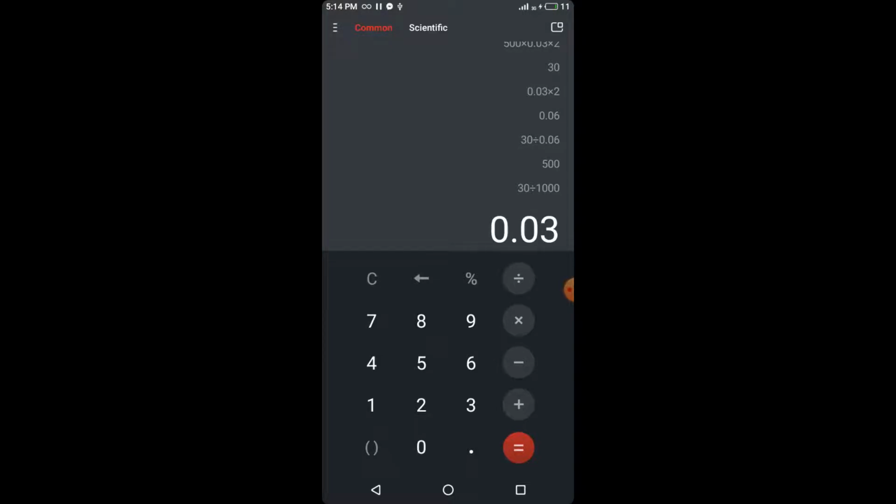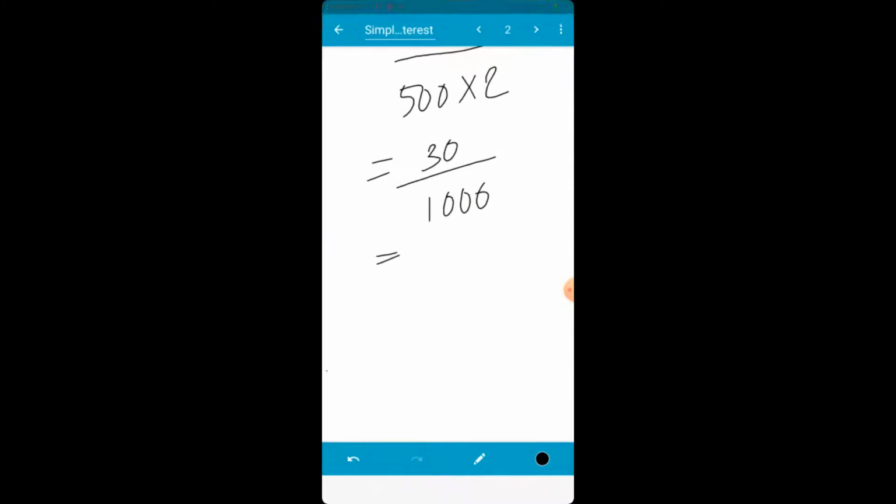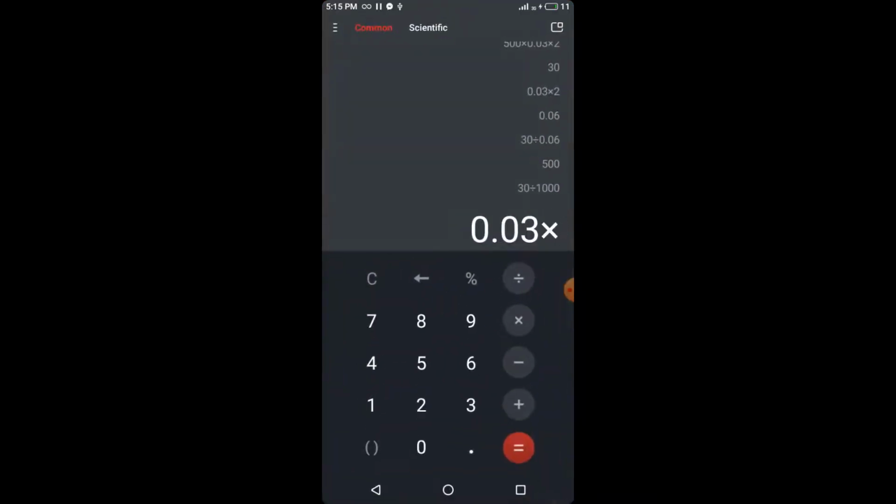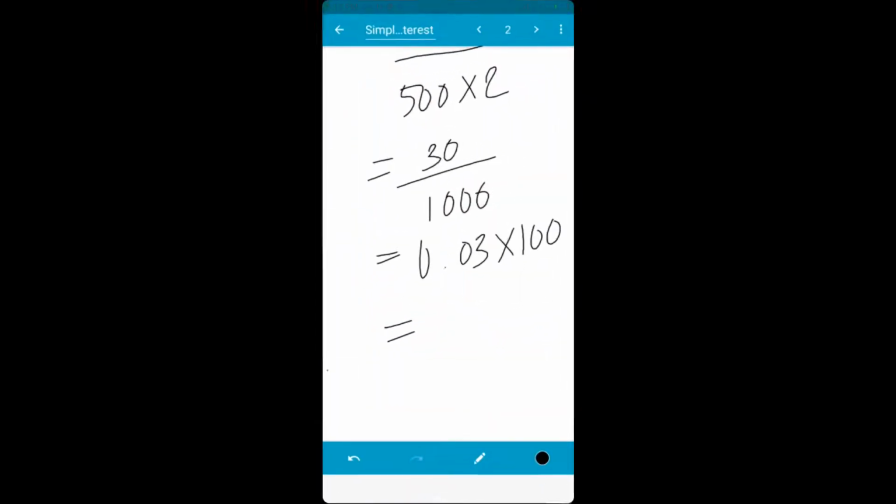Okay, but since interest rate is in percent, so i-convert natin tong decimal into percent by multiplying it by 100. Okay, so the answer here is 0.03, pero gawin natin percent kaya i-multiply natin sa 100. So, multiply natin siya sa 100. So, the answer is 3. And then, just put the percent sign. Okay? So, that is the rate.